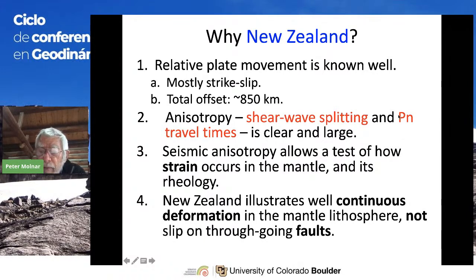You may disagree about whether PN is so clear, but there's large measures of anisotropy, and this seismic anisotropy allows a test of how strain occurs in the mantle, and therefore its rheology, the rheology of the mantle. So New Zealand illustrates well continuous deformation in the mantle lithosphere, not slip on through-going strike slip faults.